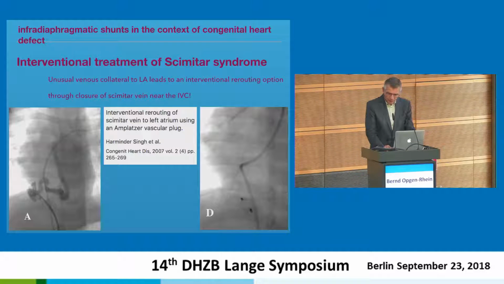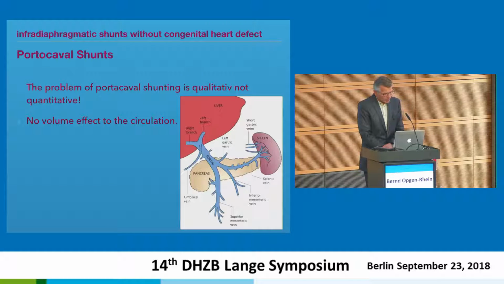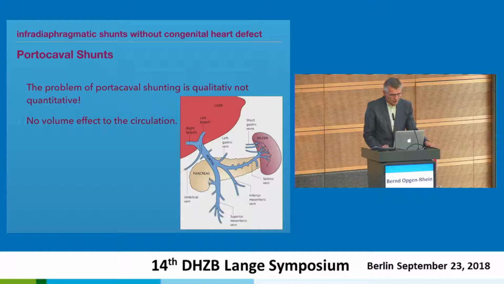Unlike these classic shunt lesions, portocaval shunts are the next topic of my talk. It's a very different story. Portocirculation is directed to the liver, and portovenous blood will be cleared by the liver parenchyma of several nitrous substances like ammonia and others before entering the systemic circulation. So the problem of portocaval shunting is qualitative and not quantitative. Exactly, there's no volume effect on the circulation.